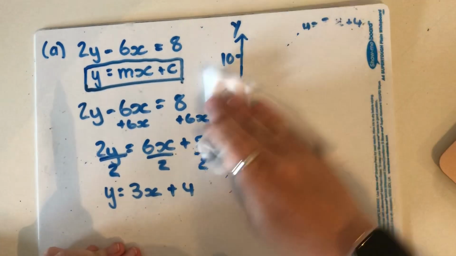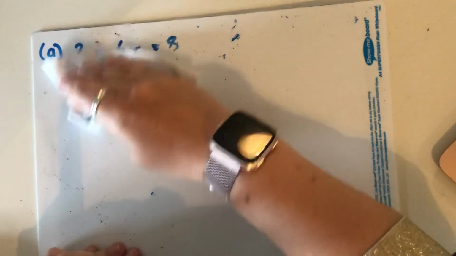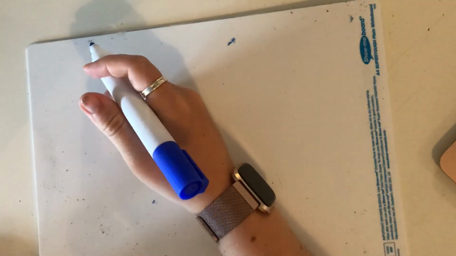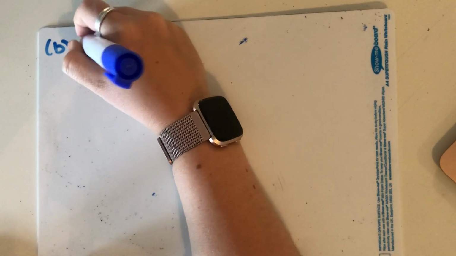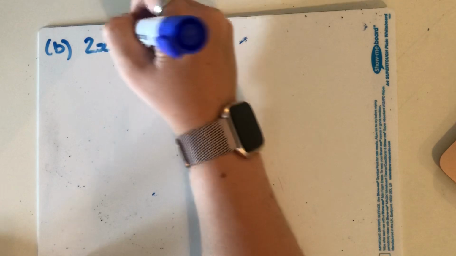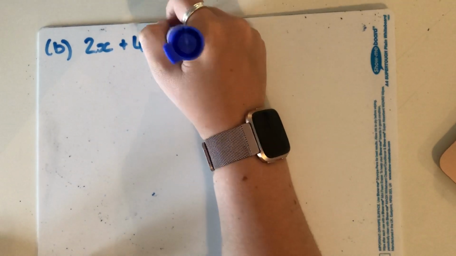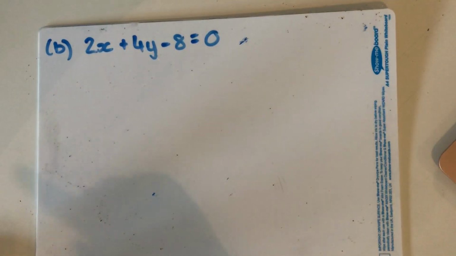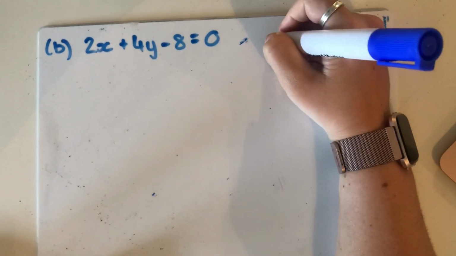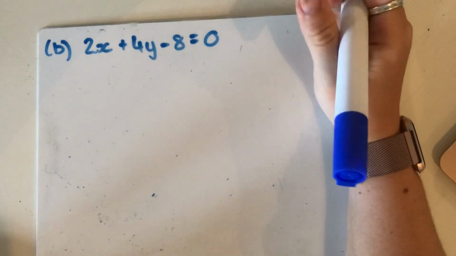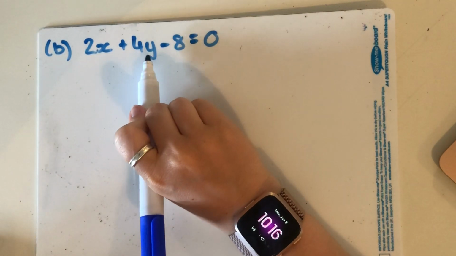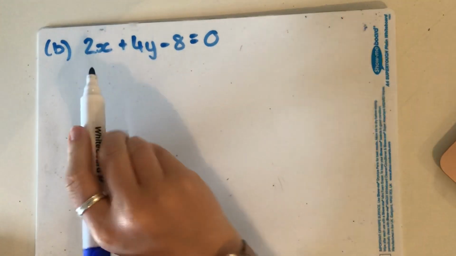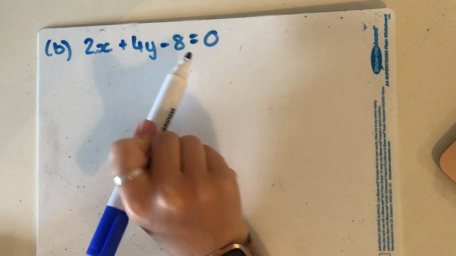Right, part B. Last one. Okay, so part B is 2x plus 4y minus 8 is equal to 0. Okay, so the aim is to get this in the form y is equal to mx plus c. Okay, so we want to keep the 4y on the left hand side, right, but we want to move the 2x and the negative 8.